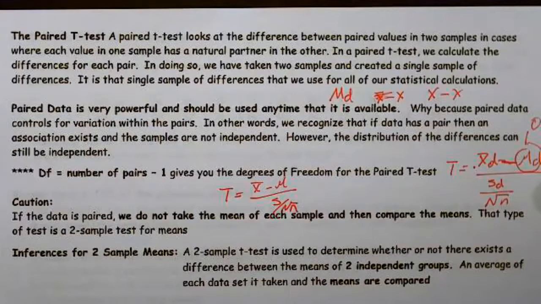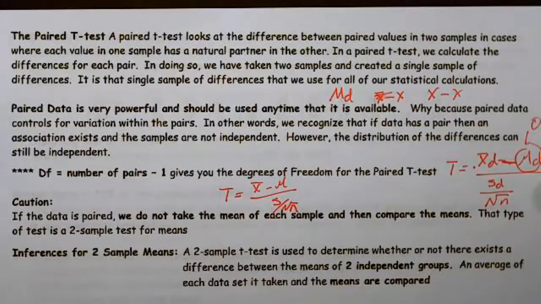All right. And once again, we typically use paired data for a before and after situation or something that got tested twice. All right. Degrees of freedom for this is n minus 1, but the n is the number of pairs. So the number of pairs minus 1 gives me my degrees of freedom.